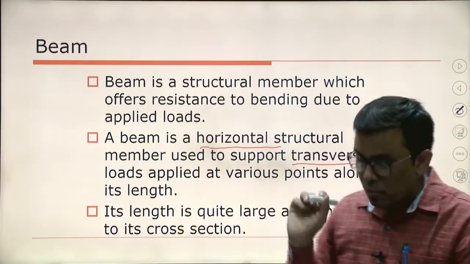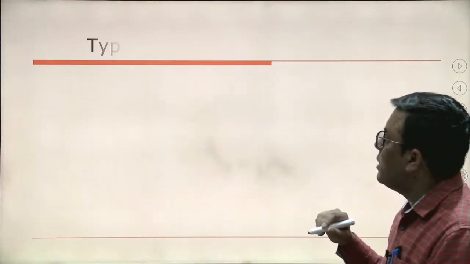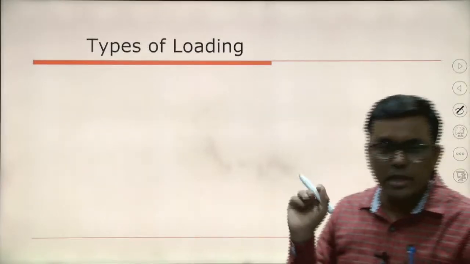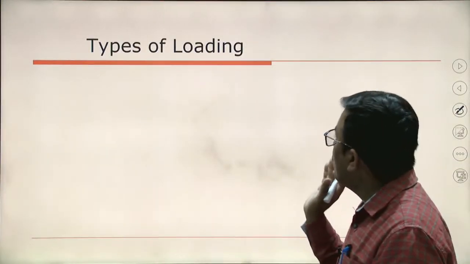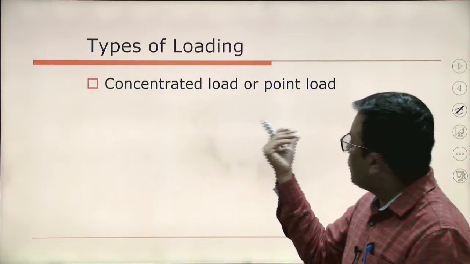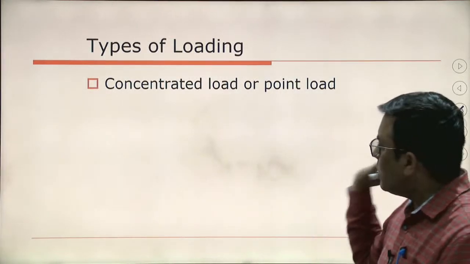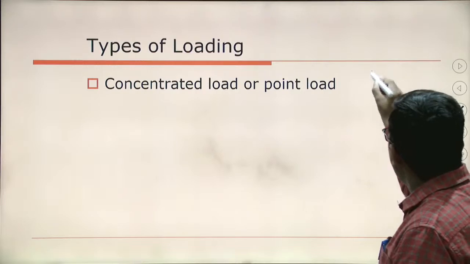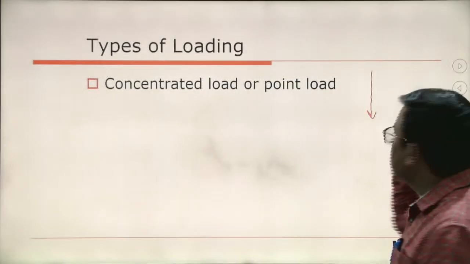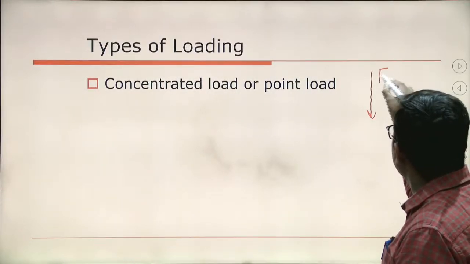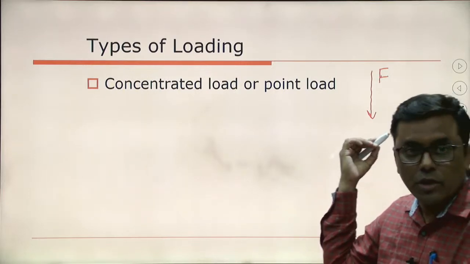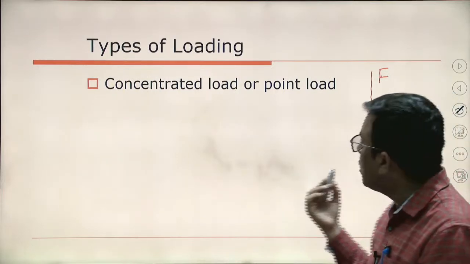Now I am coming to the point, what are the different types of loading condition in a beam? What are the different loads? It can be a concentrated or point load. No issue in it, point load like this. I can write here F. This is the point load condition, concentrated or point load, no issue at all.